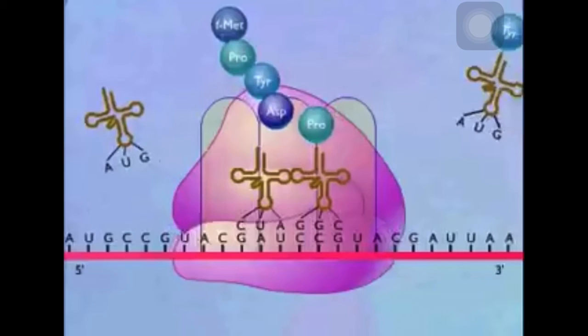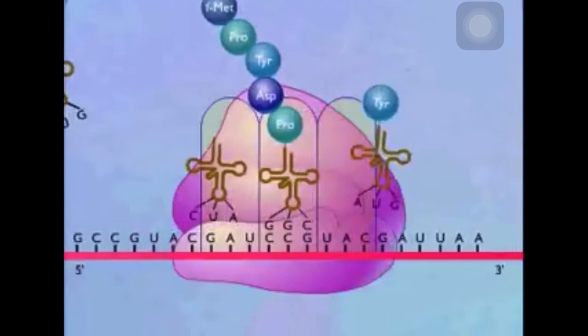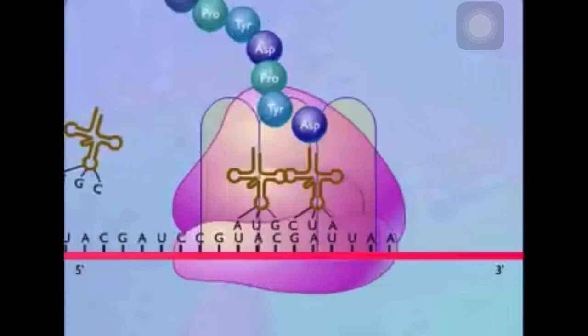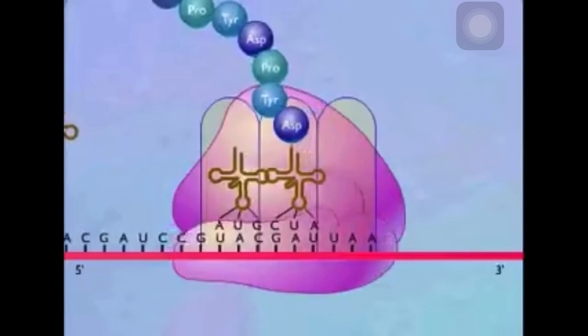The growing polypeptide chain is released from the tRNA in the P site and bound to the amino acid attached to the tRNA in the A site by a peptide bond. Amino acids are added one by one to the previous amino acid. The whole process is repeated until all the codons of the mRNA are translated.